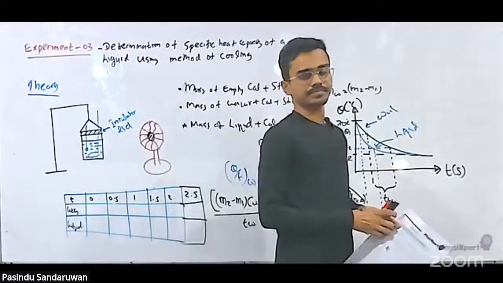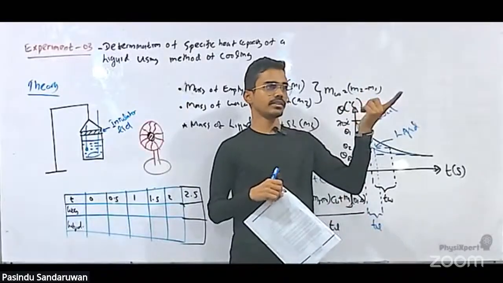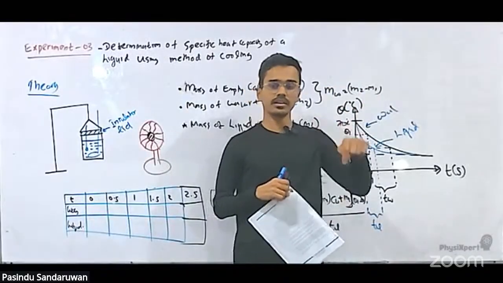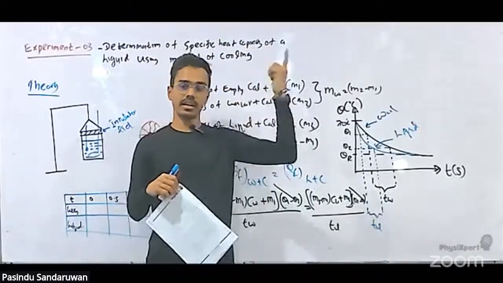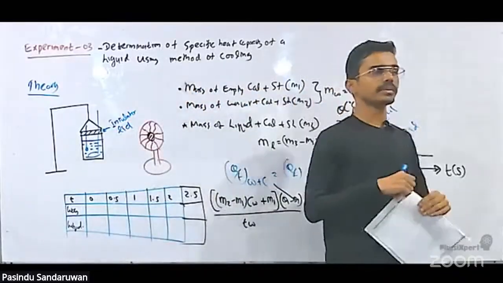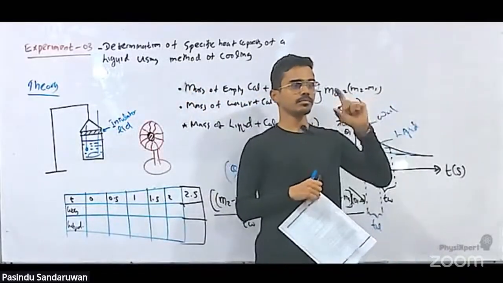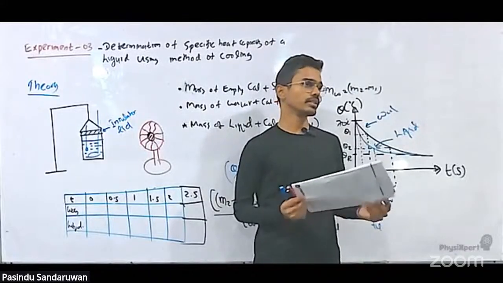The difference between the previous method and this one is that the previous one was for a solid, and this is for a liquid. For liquids, this is the only method we have. For liquids you can also find it using the previous method, but they do not guide us on that. This is what we have for liquids, and this is the only experiment from Newton's law of cooling.